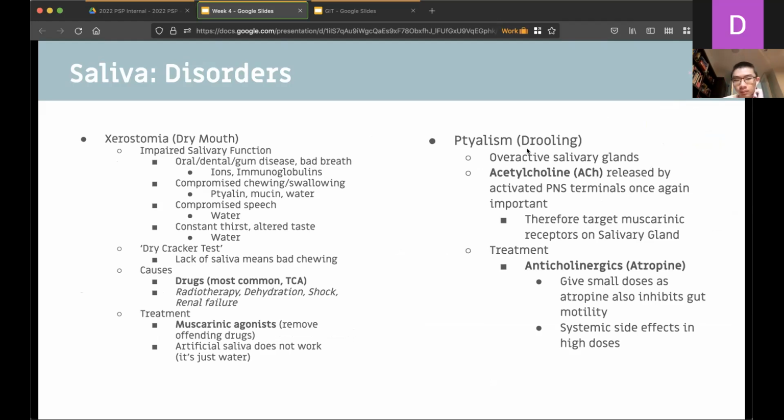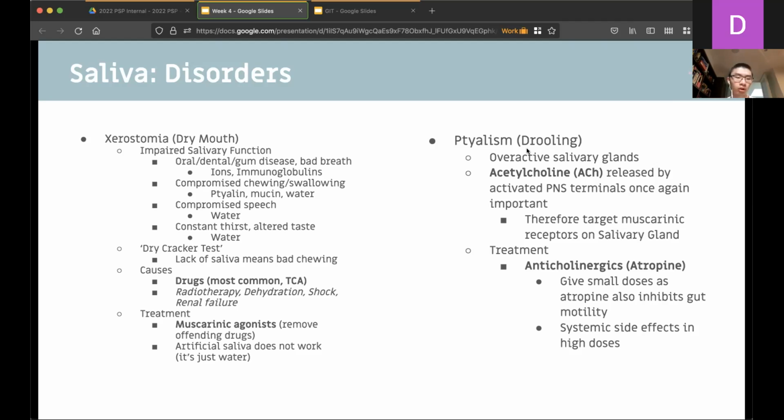Xerostomia is probably the more important one to know. As a result of it, you don't have saliva, so you don't have the functions that saliva brings. You get oral, dental, and gum disease, and bad breath. That's because you don't have the ions or the immunoglobulins against bacteria. You've got compromised chewing and swallowing because you need ptyalin to digest the carbohydrates. You need mucin and water, which you don't have.